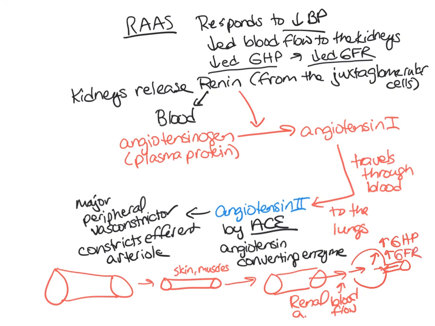So we went from having decreased blood pressure, decreased blood flow to the kidneys, and a decreased glomerular filtration rate, and through the RAAS system, we end up with increased blood flow to the kidneys and increased glomerular filtration rate. So this system is in place when your blood pressure drops to make sure that the kidneys have enough hydrostatic pressure to have a normal glomerular filtration rate.